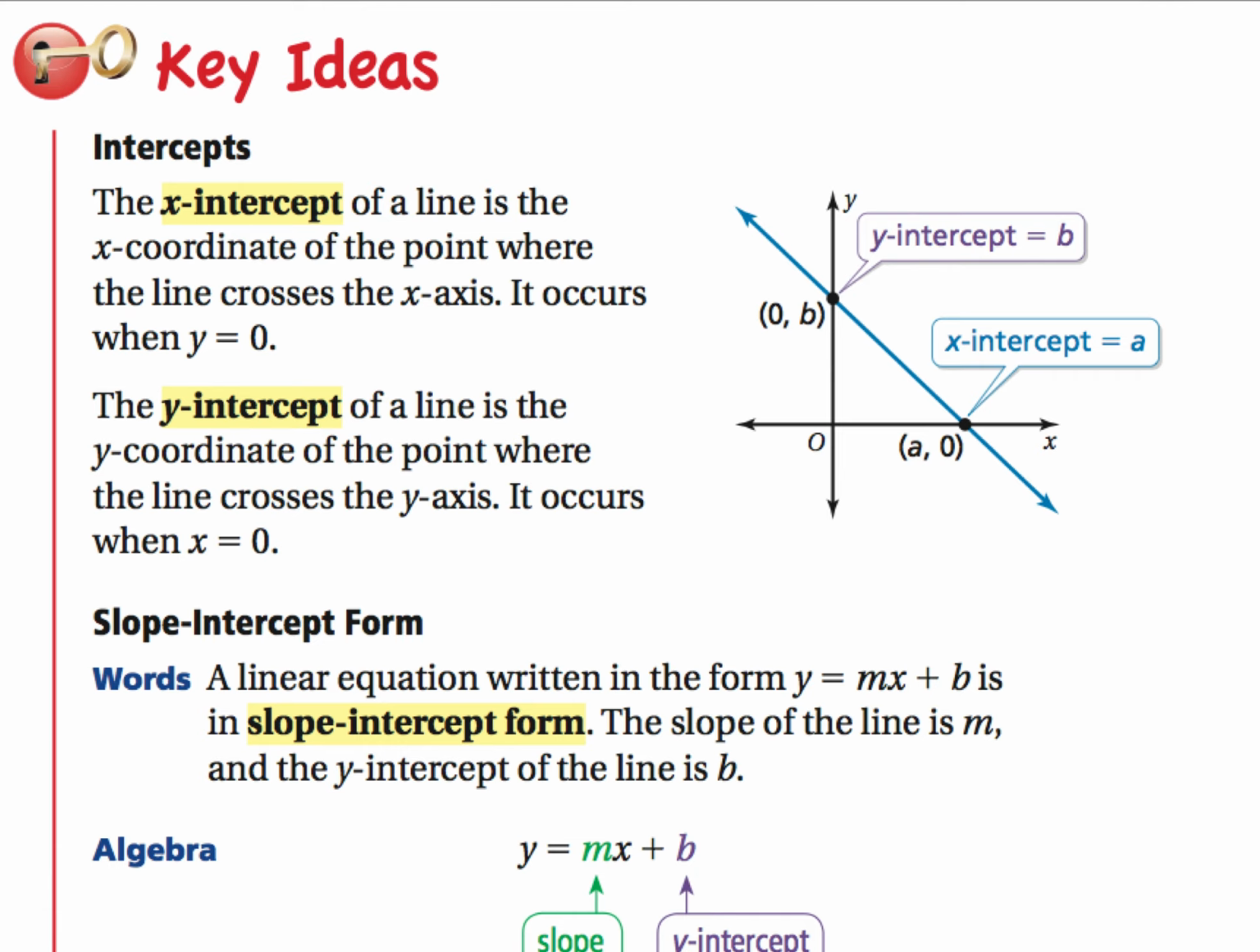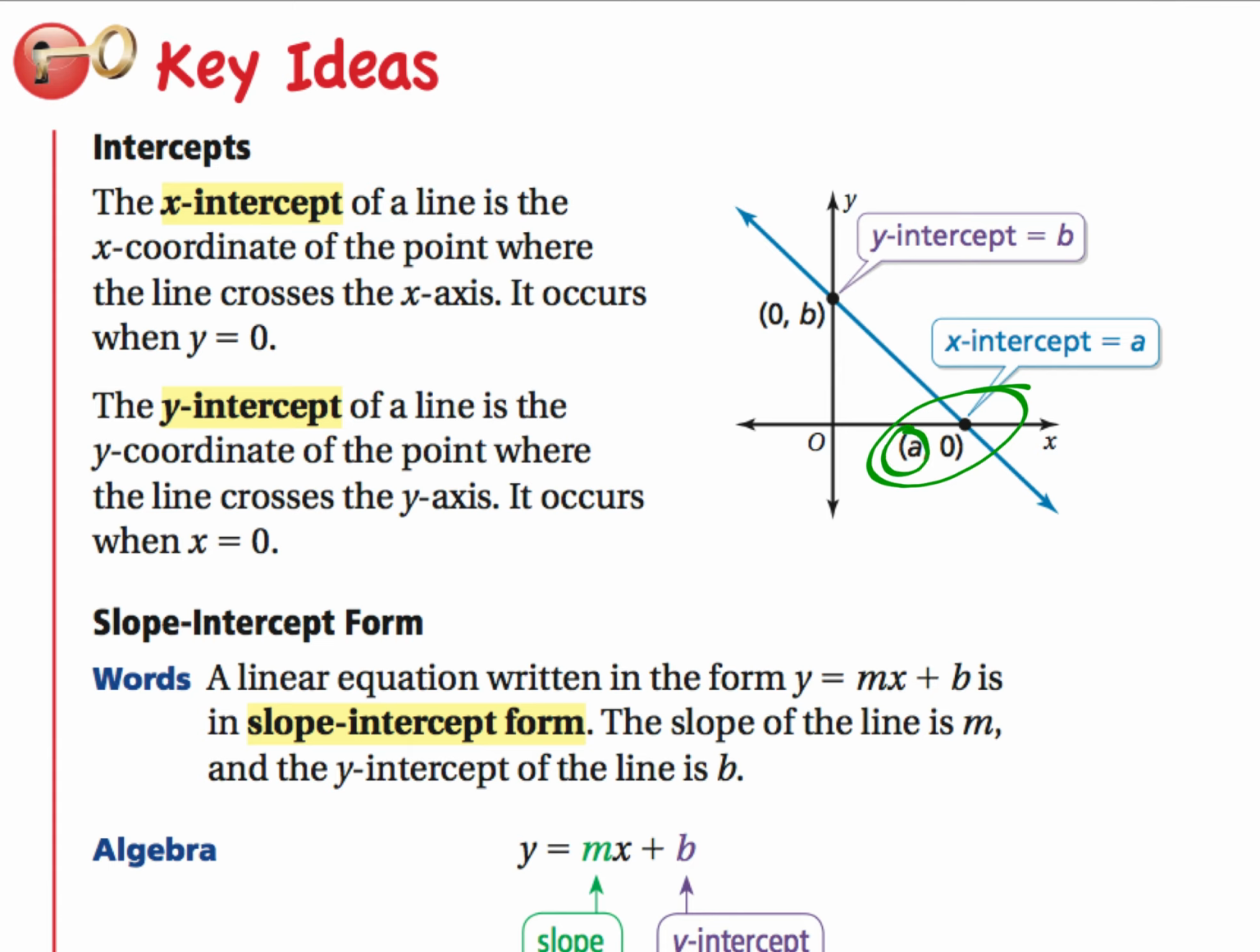The x-intercept of a line is the x-coordinate of the point where the line crosses the x-axis. It occurs when y equals 0. So the x-intercept is where you cross the x-axis, and it is this numerical value where that happens.